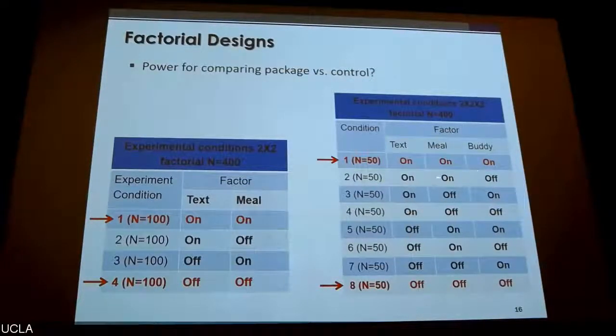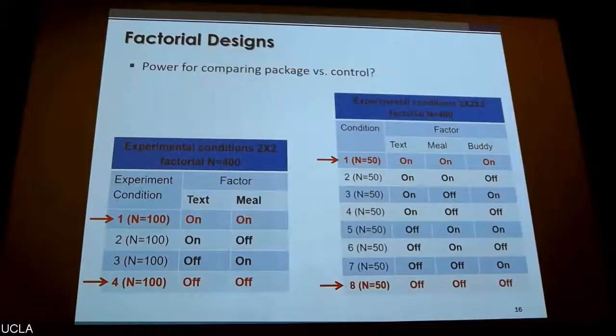It's true that by going with this design, the one with the 8 cells compared with the 4 cells, the 2 by 2 by 2, I am losing power to compare individual experimental conditions. I'm losing power to compare condition number 1 and condition number 8. Everything on versus everything off. Would that be the comparison that you would be interested in? Probably one of them, right? Okay, so this is interesting.